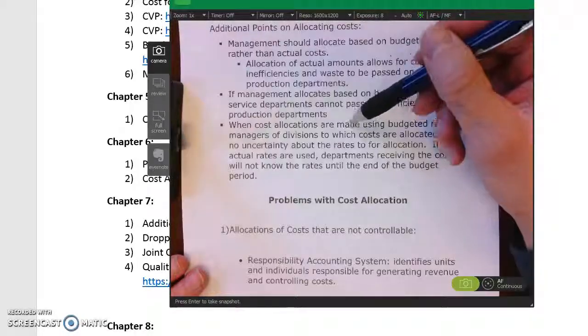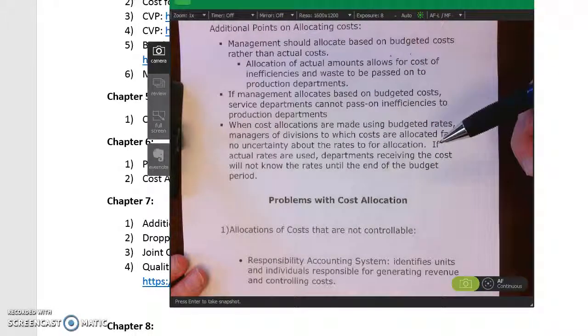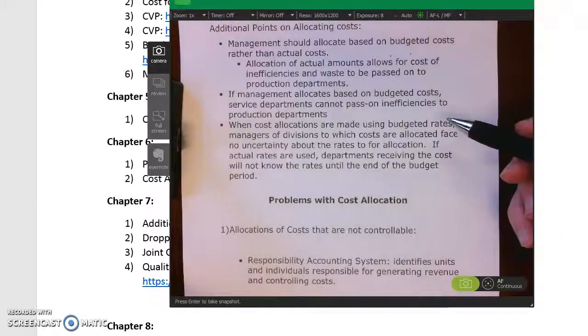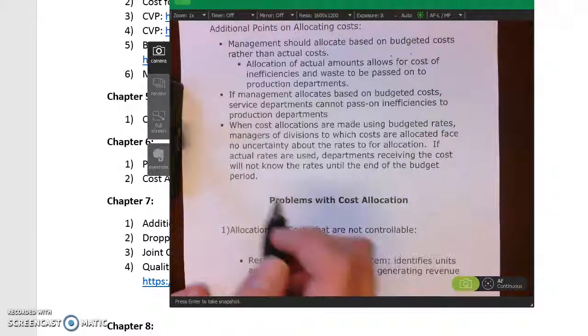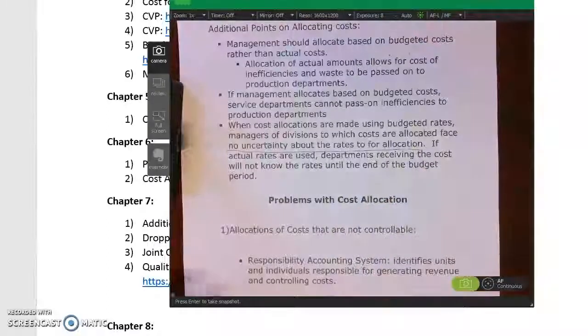The other thing is when cost allocations are made of the budgeted rates, managers of the divisions that receive the cost have no uncertainty about the rates that they are going to use. It's a budgeted amount. It's the same amount every single month. And so that makes it easier for them to budget as well.